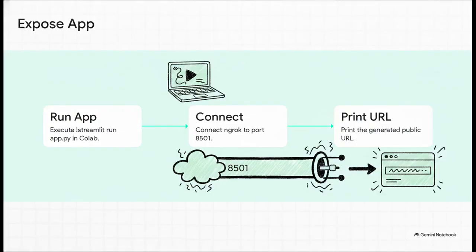So to execute, we launch our app.py file via a magic command. Then we just connect ngrok specifically to port 8501. And finally, we print that generated public URL. You just click that link, and all of a sudden, the Streamlit app living inside your isolated cloud environment is open in a brand new browser tab for the entire world to see.